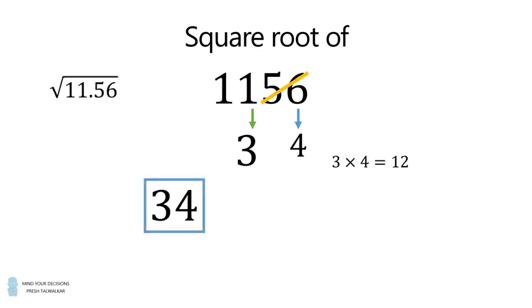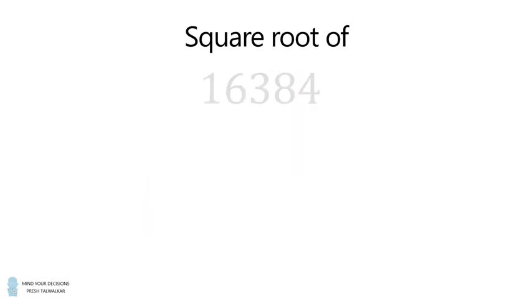We can adapt this solution to calculate the square root of 11.56. This will be equal to 3.4. Now let's calculate the square root of 16,384. From the last digit, we know the two options are either 2 or 8.